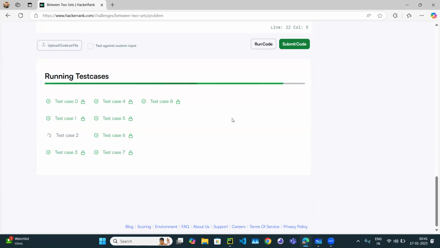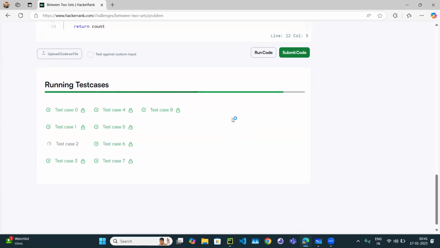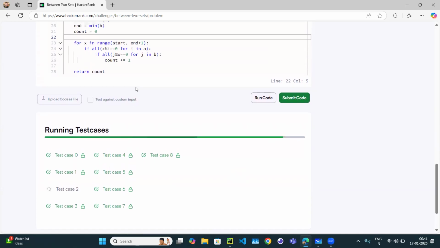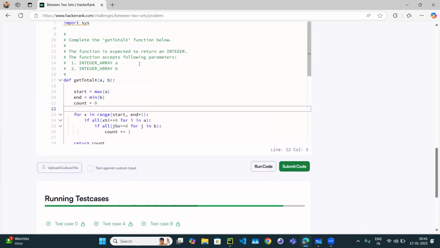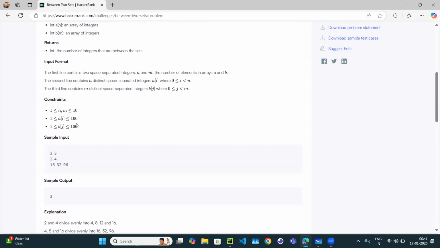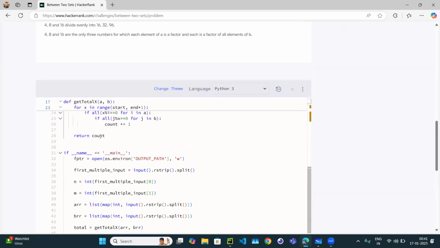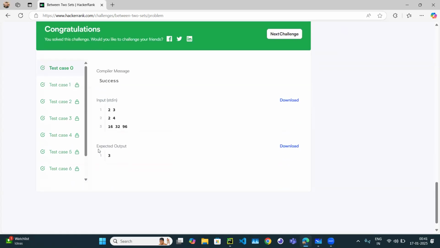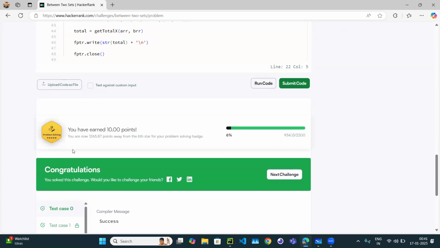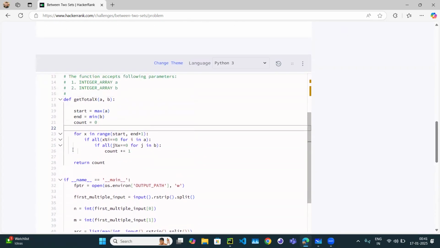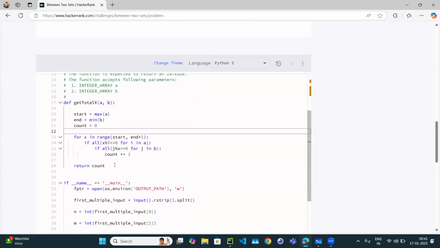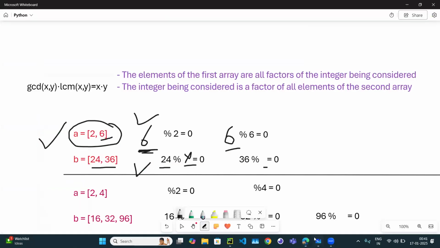So all the test cases have hopefully passed. One is still running. Because it is brute force, it is checking all the elements, and because our range is still 100, it will take some time. Yeah, so it is a brute force. First we should know how to solve the problem using brute force, because brute force is easy. Just check all the elements.